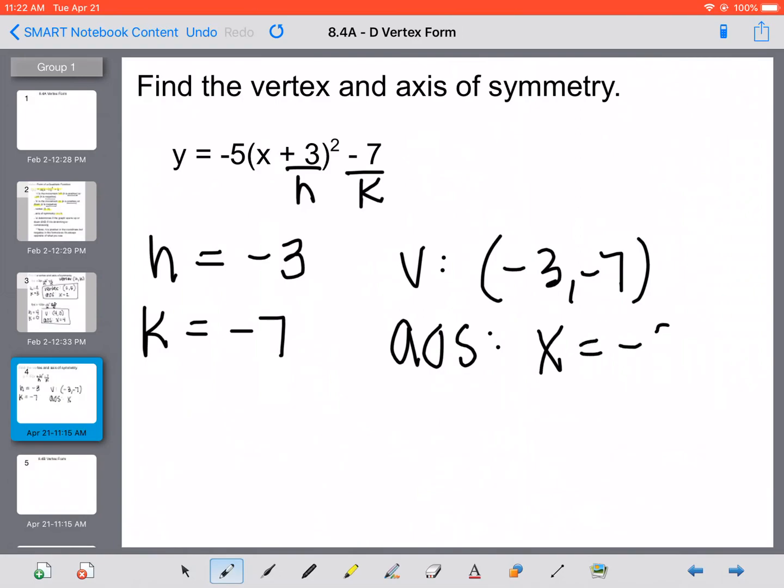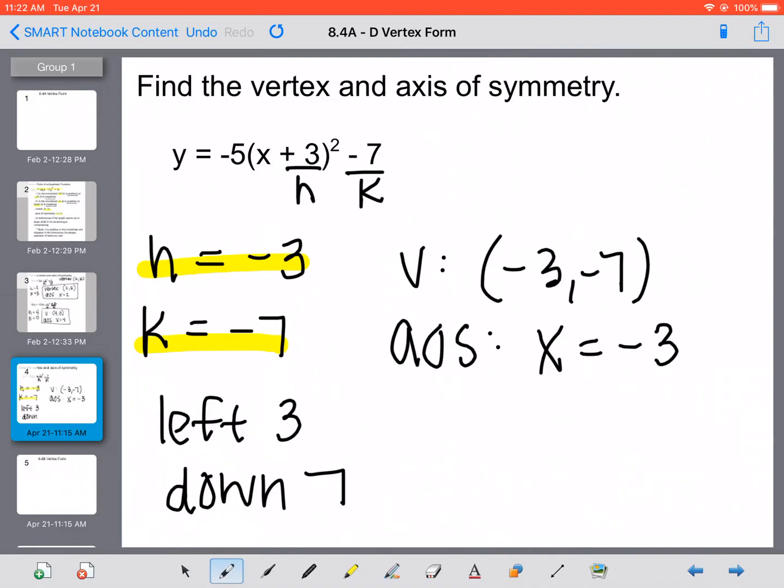So remember that this H is telling us that we are moving in the left and right direction, and K tells us up and down. So if we were to use words here, this H is telling me that I'm going left 3, and the K tells me that I'm going down 7. So those are just the words there.